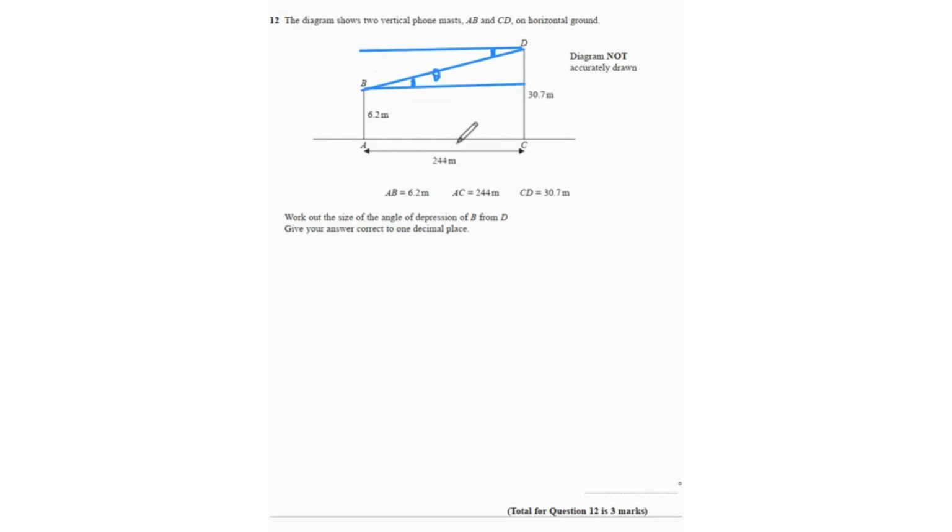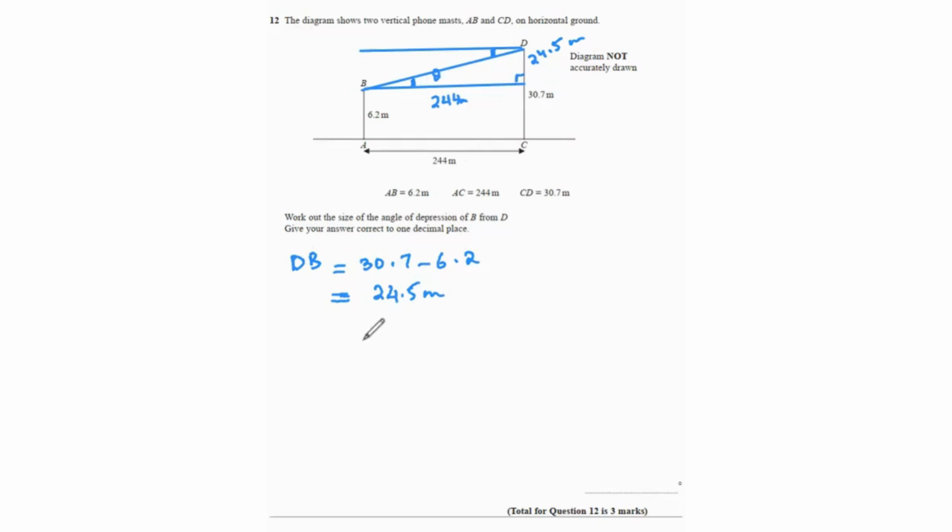These two lengths are parallel and equal. So that means this is going to be 244 meters. We know AB, we know CD, so you can easily find DB, which is going to be the difference of 30.7 and 6.2. That equals 24.5 meters. So if you notice, we have a right angle triangle where we have the opposite, which is 24.5, and the adjacent, which is 244 meters.